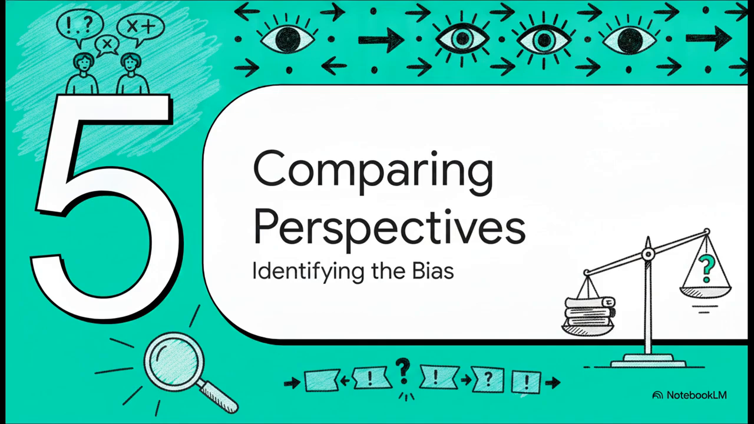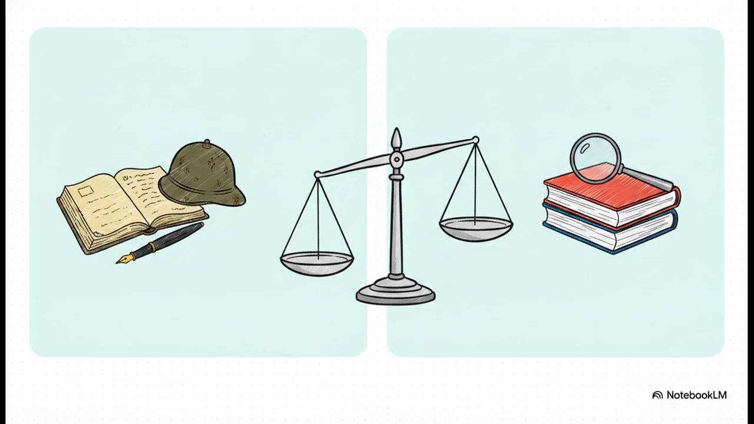Section 5. Comparing different perspectives, identifying the bias. Any good investigator will tell you eyewitnesses to an event don't always agree. The exact same thing is true for history.